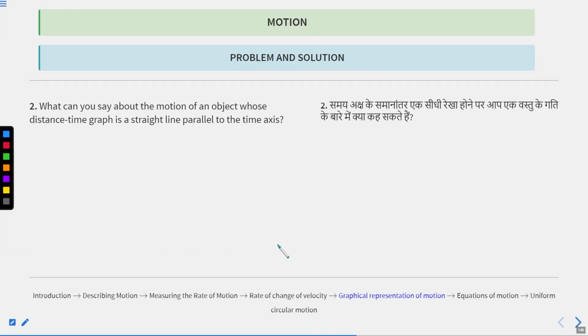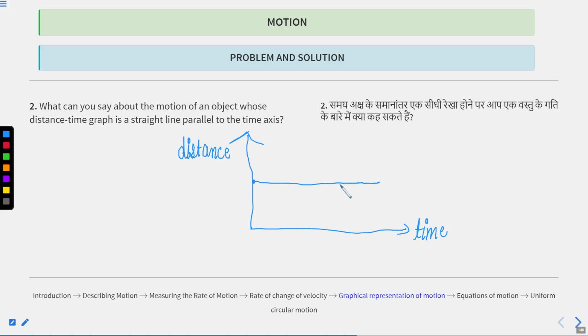The next question is, what can you say about the motion of any object whose distance time graph is a straight line parallel to the time axis? So we have a distance time graph. Time is always on the x axis. On the y axis we have distance. A graph which is a straight line parallel to the time axis, what can you say about the motion of this type of graph?